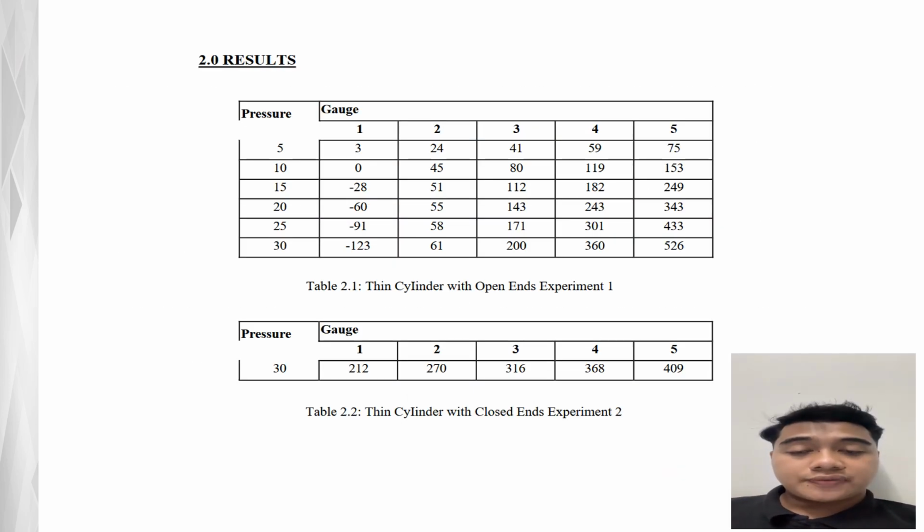Okay, so for the results of our first experiment, which is the thin cylinder with open ends, at a pressure of 5 until 30, the second until the fifth gauge shows an increase in all the values. However, the first gauge shows a decrease in value, going to a negative value. For our second experiment, which is the thin cylinder with closed ends, at the pressure of 30, all of the gauges show different values respectively.